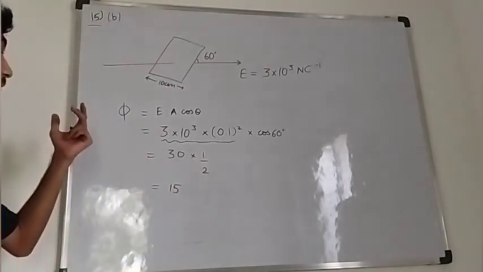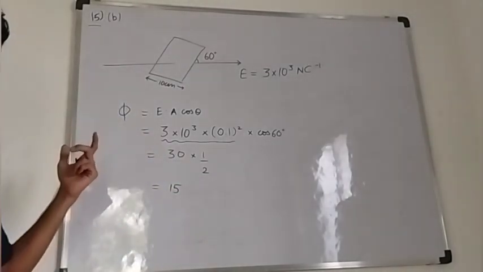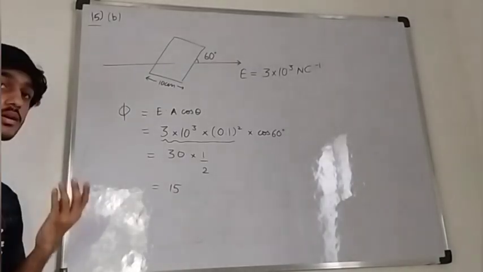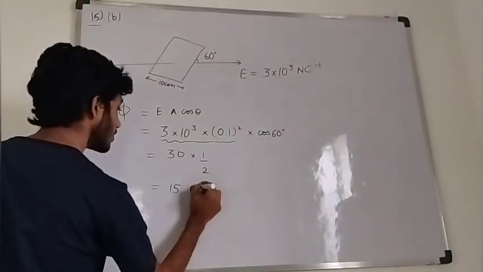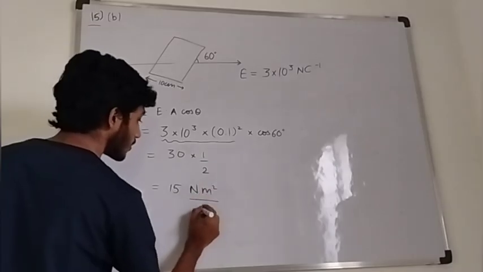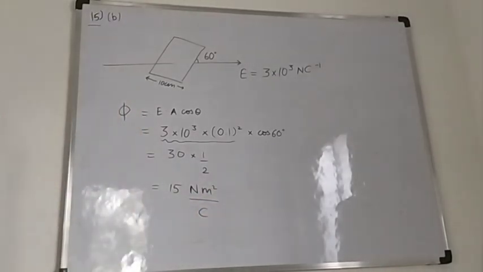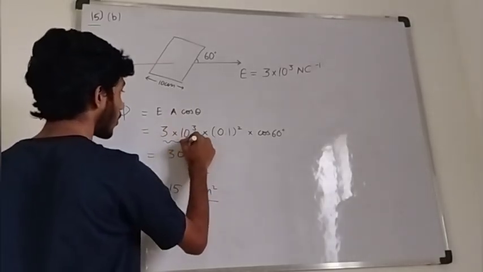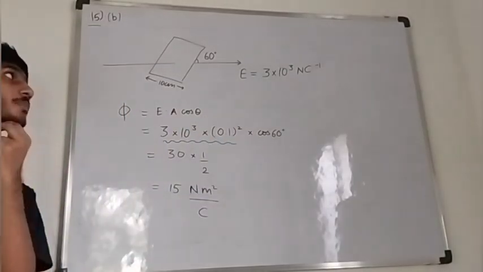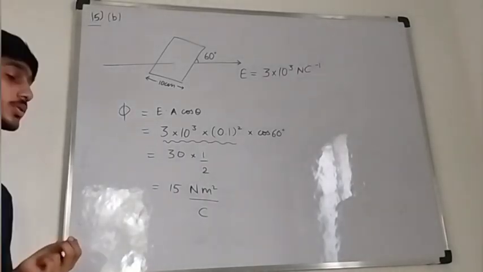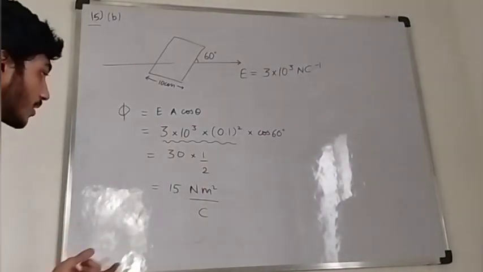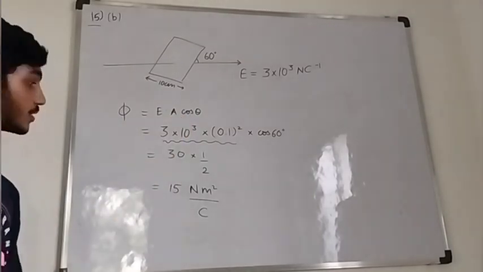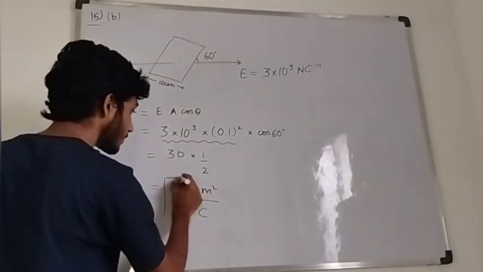Now I just said that flux is just a number, so it does not have any unit. Well, you can also say that it has a unit, Newton meter square per coulomb. You can write both. In some books it is given that it is just the number of perpendicular electric field lines passing through an area. So a number has no unit, but this is the unit from its formula. So you can also write it like this.